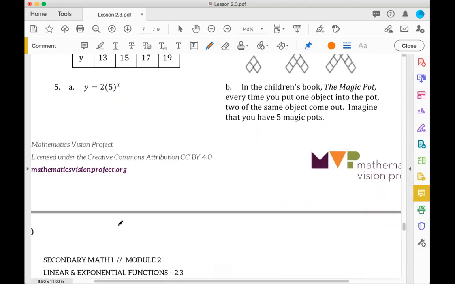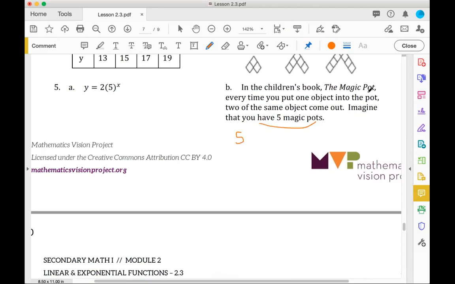We'll do 5. So we have our exponential equation, 2 to the 5x power on the left. In the children's book, The Magic Pot, every time you put one object into a pot, 2 of the same objects pop out. Imagine that you have 5 magic pots. Okay, so this is saying that we start with 5.